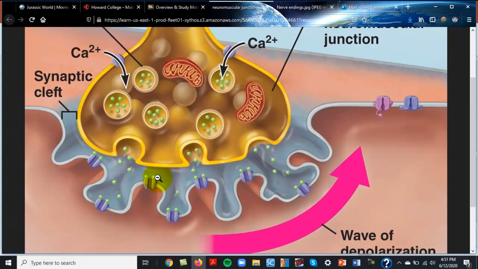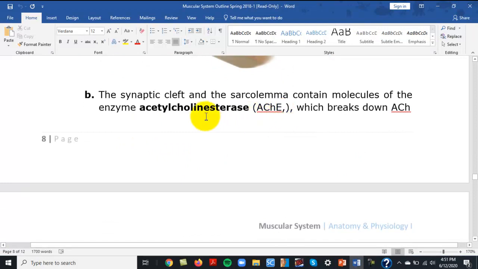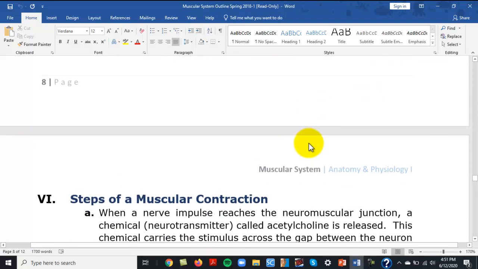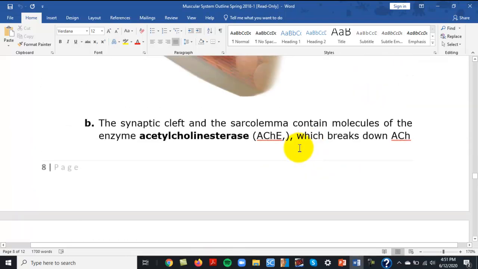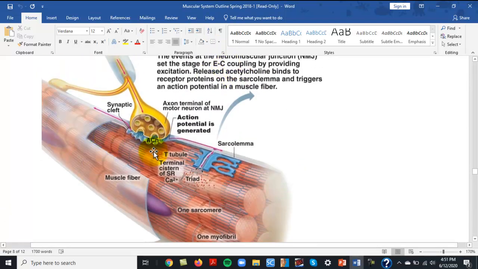Now, the minute that acetylcholine binds to these receptors, it gets broken down. It can't stay bound there, or the muscle would never relax. And that's what, there's an enzyme called acetylcholinesterase, great Scrabble word, ASE. It breaks down acetylcholine the instant that it binds to the little receptors in the neuromuscular junction.